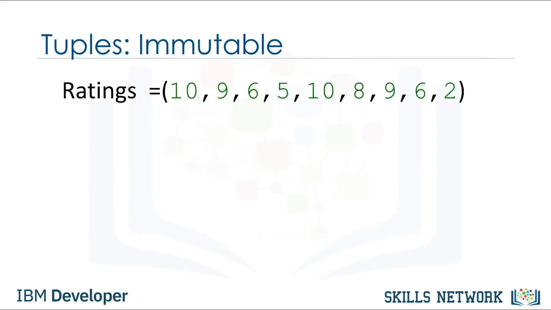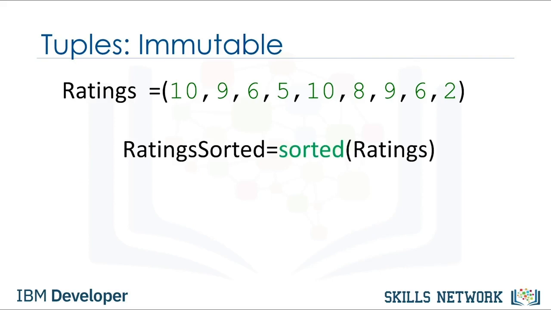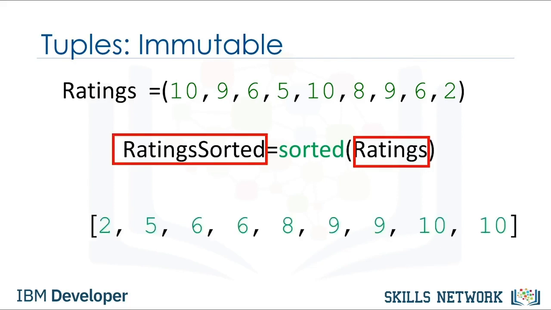As a consequence of immutability, if we would like to manipulate a tuple, we must create a new tuple instead. For example, if we would like to sort a tuple, we use the function sorted. The input is the original tuple. The output is a new sorted list. For more on functions, see our video on functions.